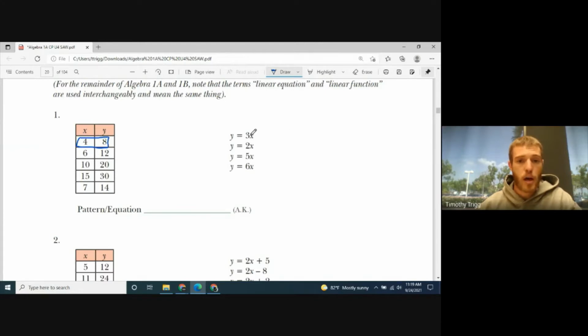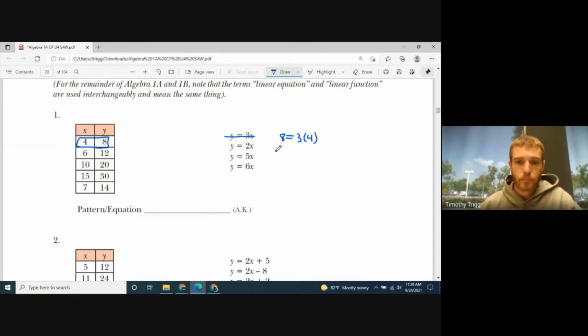I'm going to try this first point on this first equation and see if it works. I'm going to replace the x with the x coordinate, and I'm going to replace the y with the y coordinate. So replacing y here, that's 8, right? Equals, and this is 3 times x, so 3 times 4. Is this accurate? 8 equals 3 times 4? Well, no, that's not accurate. 8 does not equal 3 times 4. 3 times 4 is 12. So this will not be the equation for these points.